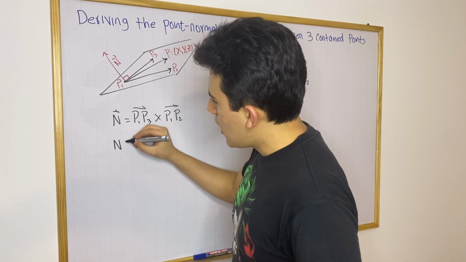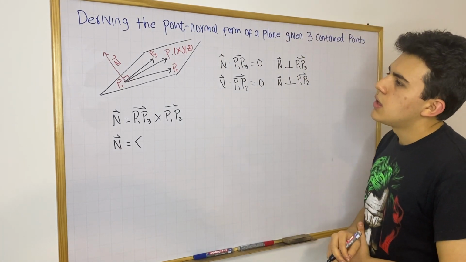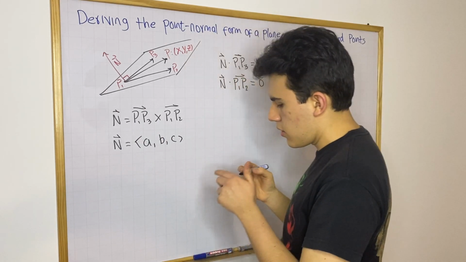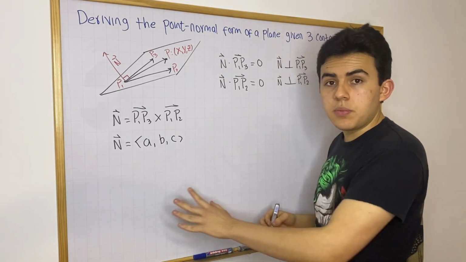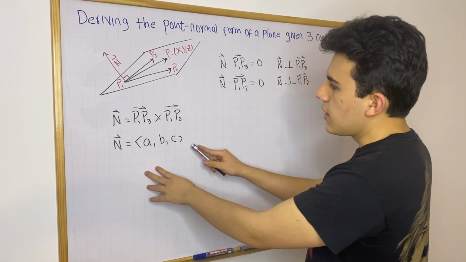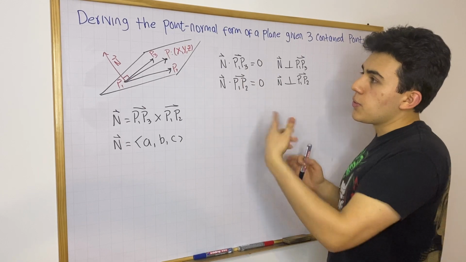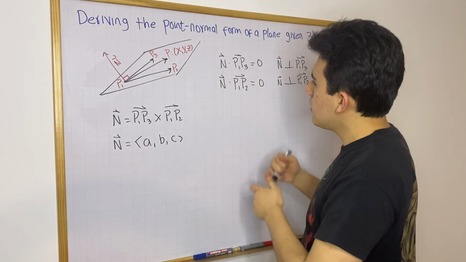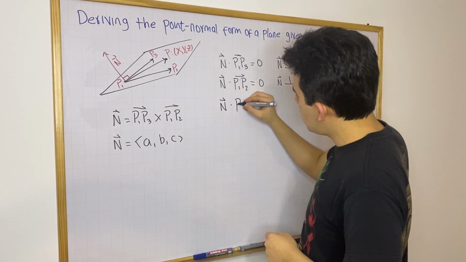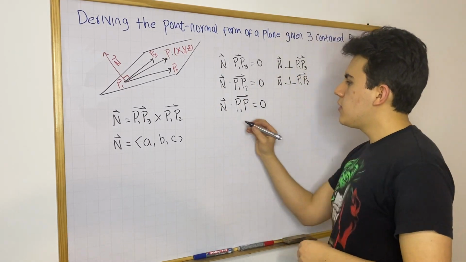The components for N, let's use some nice notation. I'm actually going to use A, B, and C. These will be known constants, known numbers. Now, as I was saying before, using the same reasoning, we can say that N dot P1P will be equal to 0.